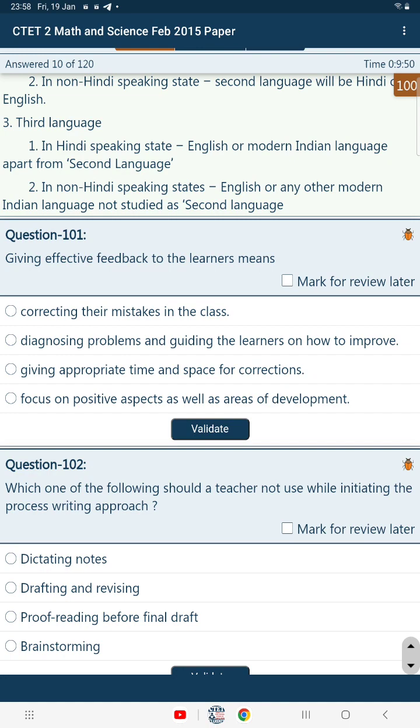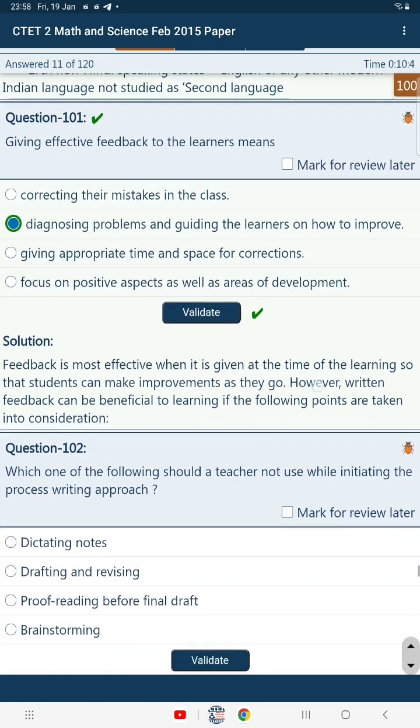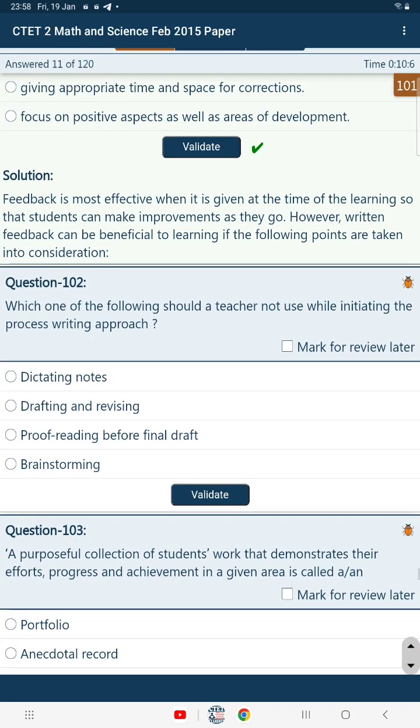Giving effective feedback to the learners means correcting their mistakes in the class, diagnosing problems, guiding learners. Feedback is most effective when it is given at the time of the learning, so that the students can make improvement as they go. However, written feedback can be beneficial to learning if the following points are taken into consideration.